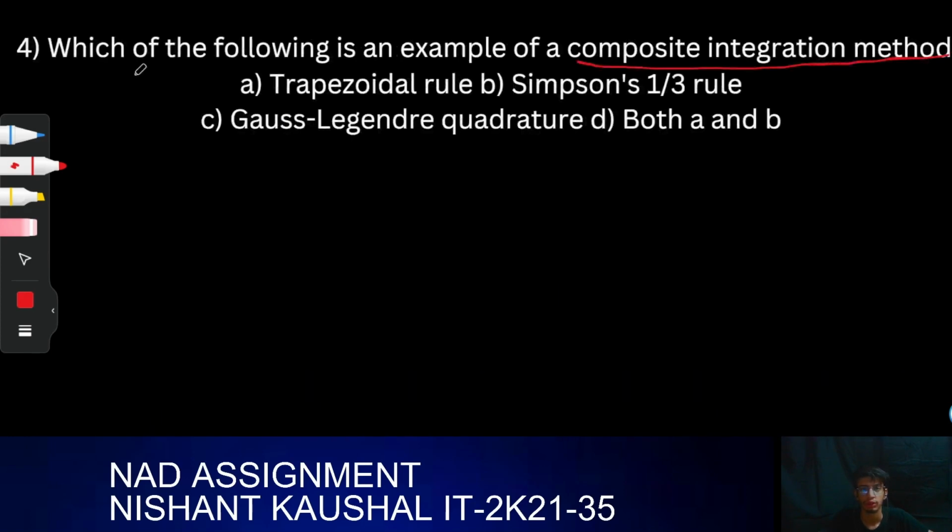So what we have been asked is, which of the following is an example of a composite integration method? So it will be both A and B, trapezoidal rule and Simpson's rule.